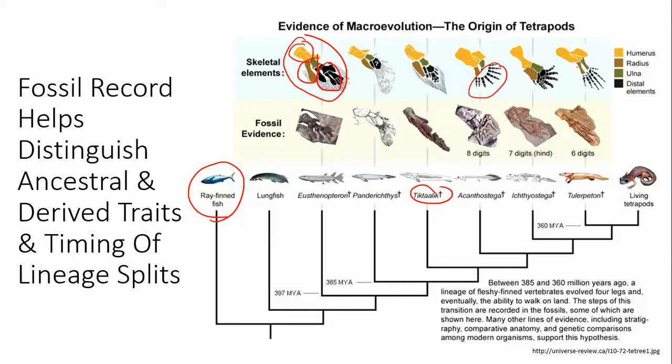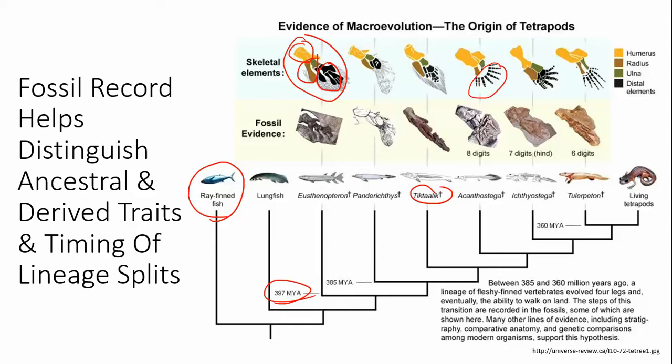So, for example, Eusthenopteron, brain fart, is around 400 million years old. So that split going more towards what was the ancestor of tetrapods happened then, whereas the split between living tetrapods and one of our extinct relatives like Tulerpeton, I don't know how to pronounce that one, was about 360 million years ago.